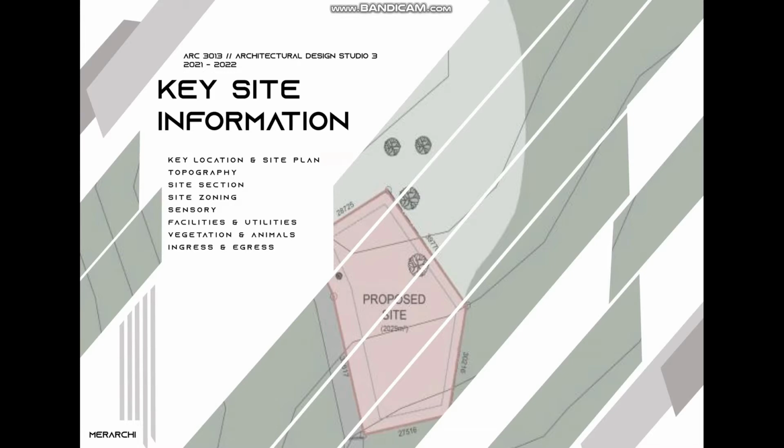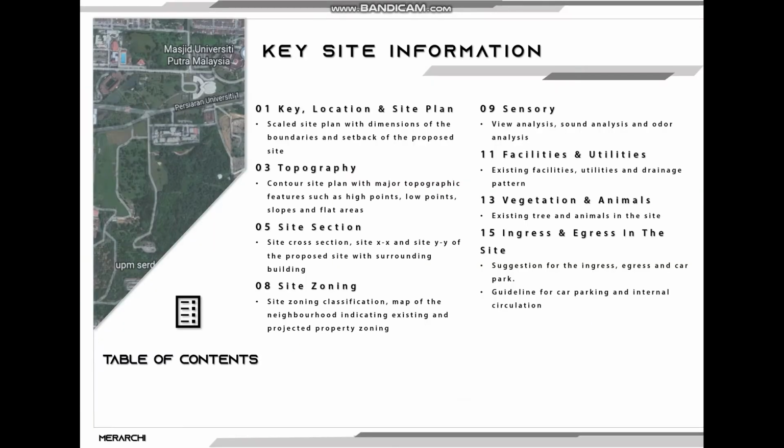Today, I will be presenting key site information, the first group in site analysis. I will cover the topics on key plan, location, site plan, topography, site section, site zoning, sensory, facilities and utilities, vegetation and animals, ingress and egress. This is the table of contents of key site information.